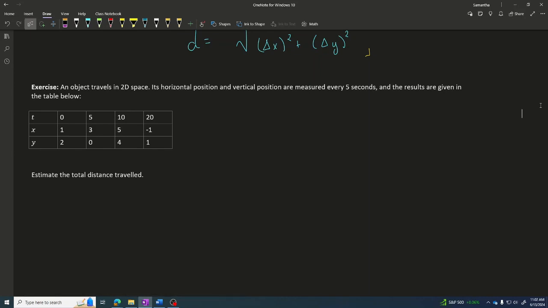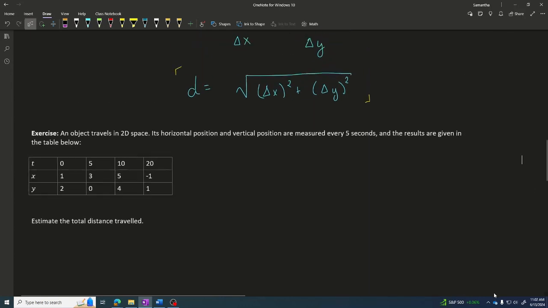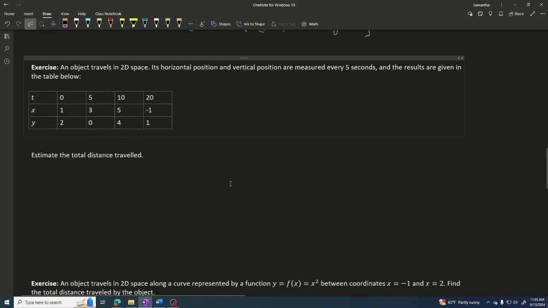So in this scenario, we have an object that is moving in two-dimensional space, and as is our tradition, we are going to start by thinking about what if we had a table of data that told us the object's location, horizontal and vertical position, as measured at certain periods of time, in this case every 5 seconds. So at the initial time, the object's position is 1, 2. After 5 seconds, the position has changed to 3, 0. After 10 seconds, it's now 5, 4. And after 20 seconds, the object's position is now negative 1, 1.